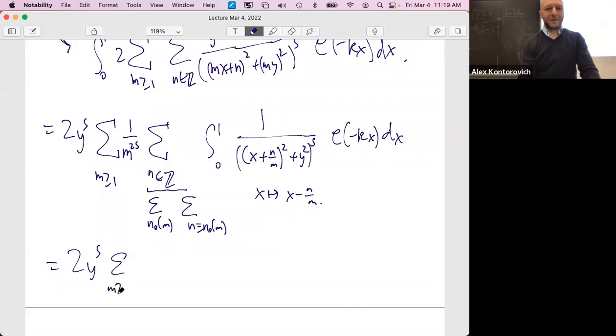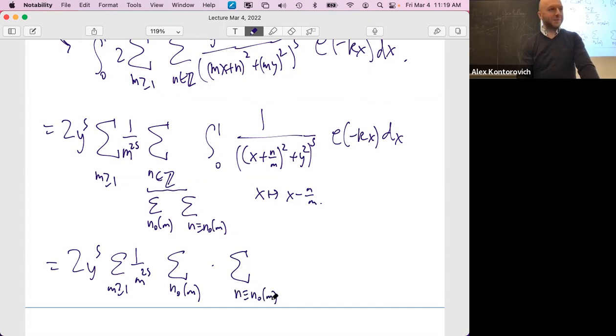I have a sum of 1 over m to the 2s, a sum over the possible residues, and then a sum over all those n's that lie in that residue class mod m. Is it clear what I'm doing here? Okay, so n runs over all integers z, and then I group them by their residue class mod m. I'm saying, what are the possible residue classes?